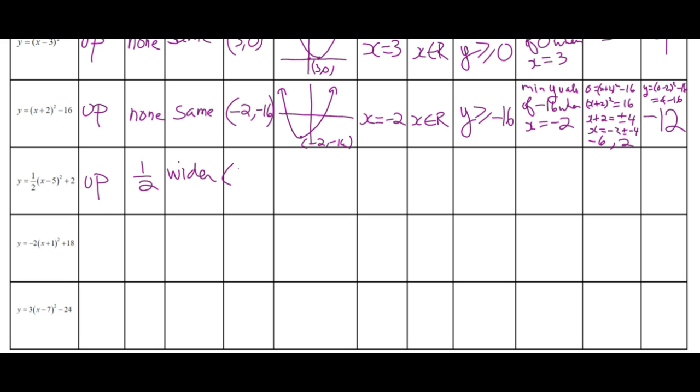Vertex. 5, 2. Okay, so I've got to get a 5, 2 opening up, so 5, 2 opening wider. At least the x-intercepts are easy. No, I guess we could label these. Well, that's 0. What was this? 2 and negative 6. X symmetry? X equals 5. Range?